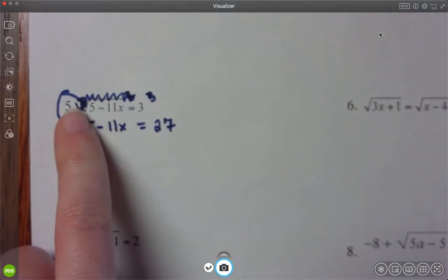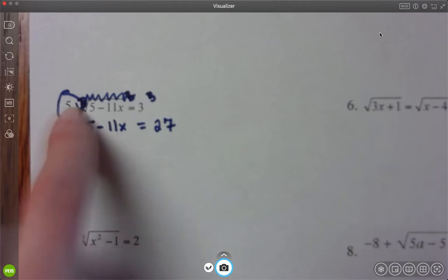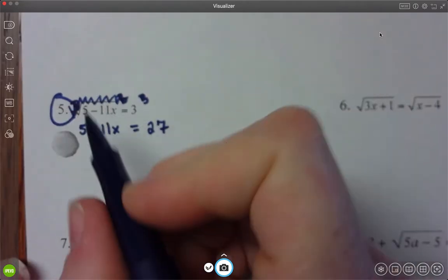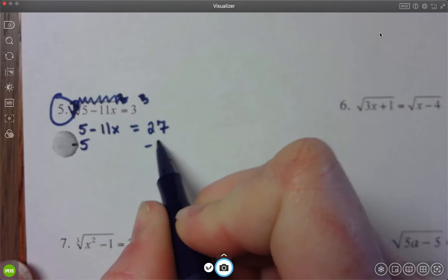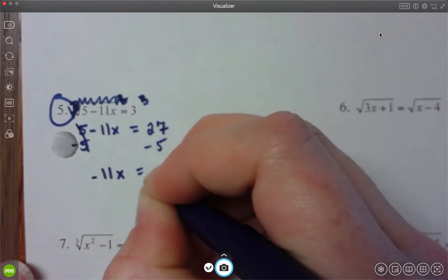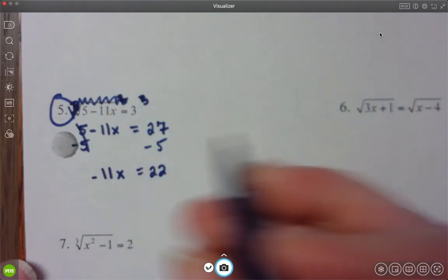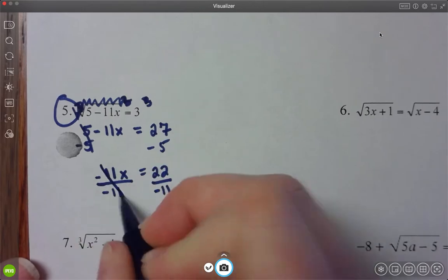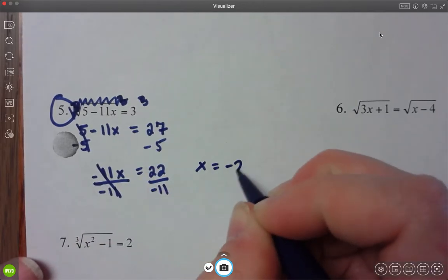If you have a 3 there, that little inserted 3, that's cubic root. So to undo that, you would have to take him and cube him. Okay, so now I'm going to subtract the 5. So I have negative 11x equals 27 minus 5 is 22. And then I can divide the negative 11 over to the other side. X is going to be equal to negative 2.